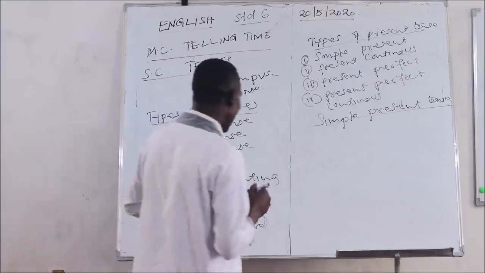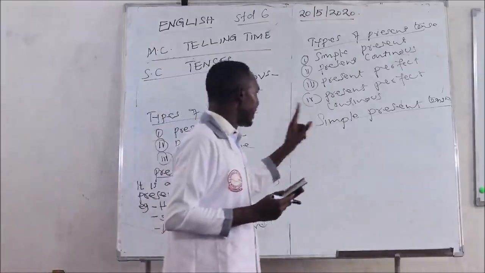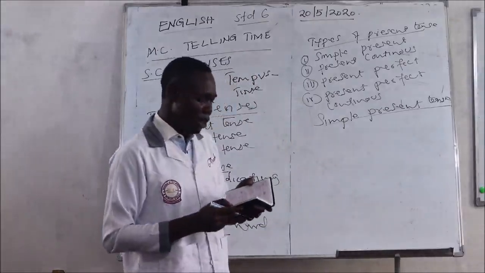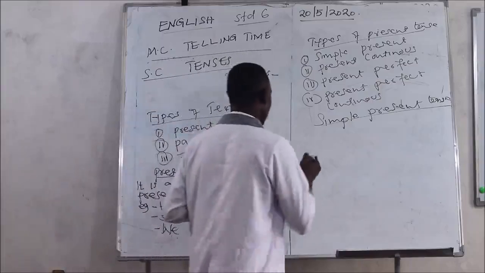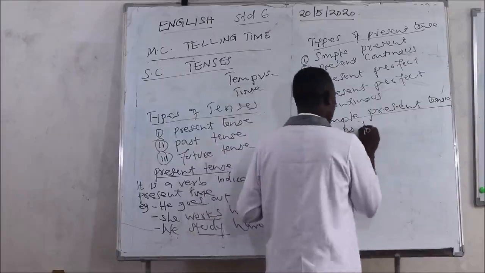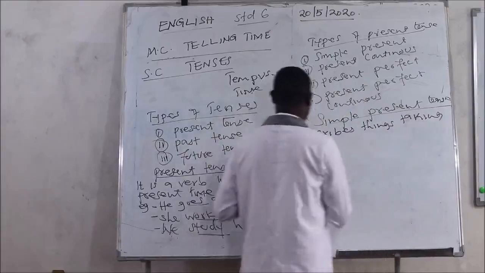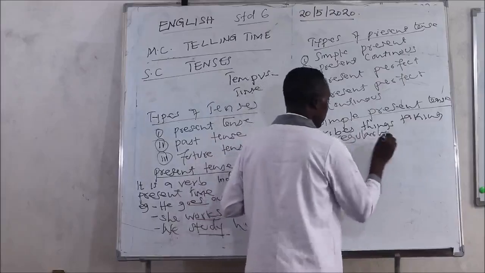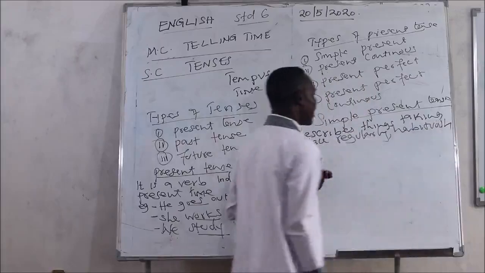So let us start with this one called simple present tense. What do we mean by the word simple present tense? A simple present tense is used with an action, it's used to indicate things that are taking place regularly. It describes things taking place regularly or habitual. Things that are taking place regularly.